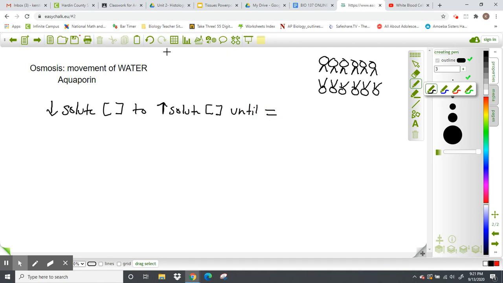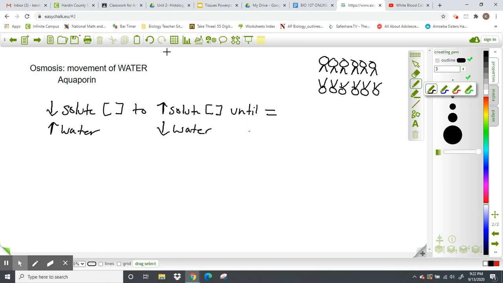And you can think of it this way: where there is low volume of solute, there is a high amount of water, and where there is high solute, there is low water. So water does move from an area of high water concentration to an area of low water concentration, right? But it's going to move essentially opposite of the molecules in the solution.